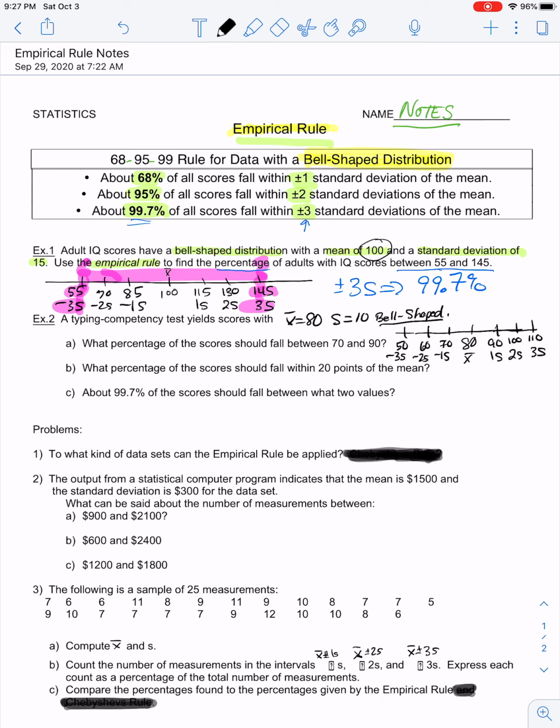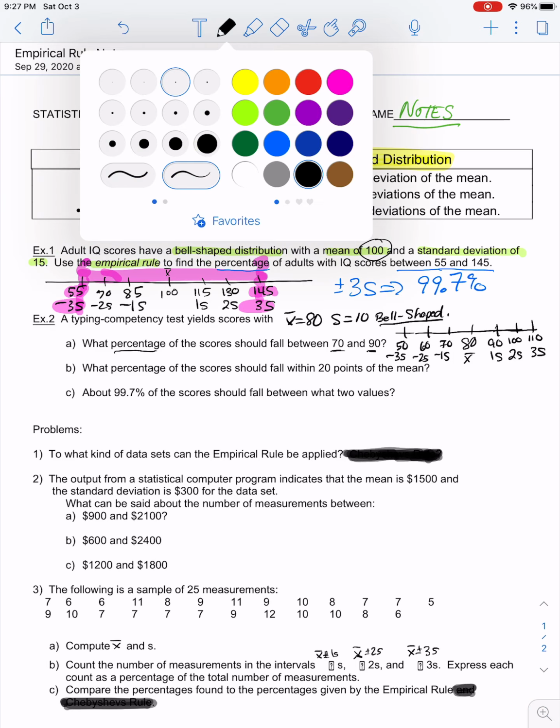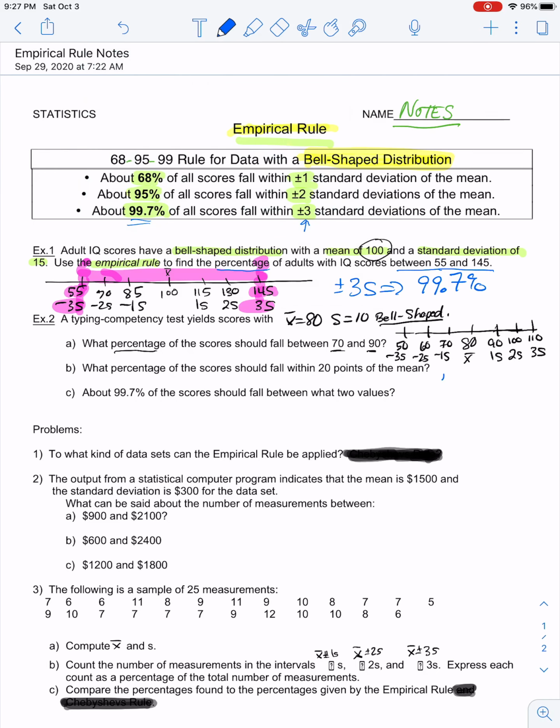What does our question want to know? The percentage from 70 to 90. So 70 is here, 90 is here. From there to there, we have 1 deviation, so we're plus or minus 1 deviation. That means 68% of the data is within that first zone.